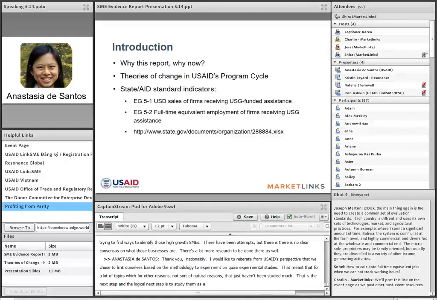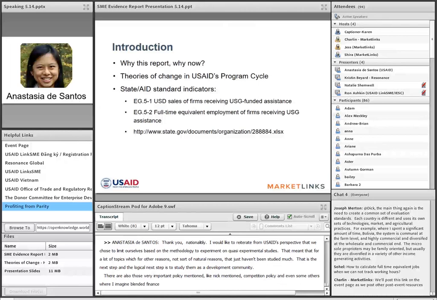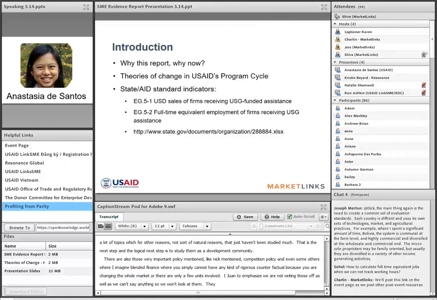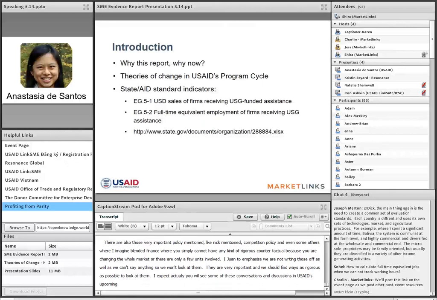But then there are also those very important policy areas, like my colleague Nick mentioned, competition policy, and even some others, where I imagine blended finance, where you simply cannot have any kind of rigorous counterfactual because you're changing the whole market or there are only a few units involved. I want to emphasize we're not writing those off as, well, we can't say anything, so we shouldn't look at them. They are very important, and we should find other ways that are the most rigorous possible to look at them. And I expect that you'll see some of these discussions in USAID's upcoming employment strategic framework. It's not an evidence report, but it will touch upon these important policy areas as well.